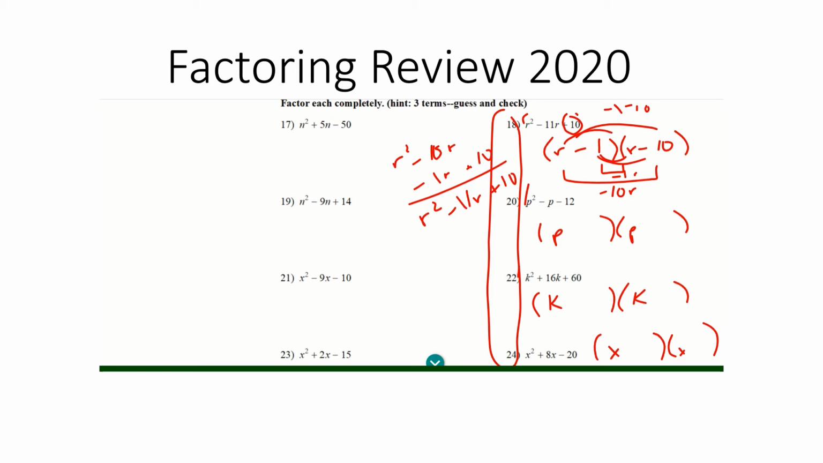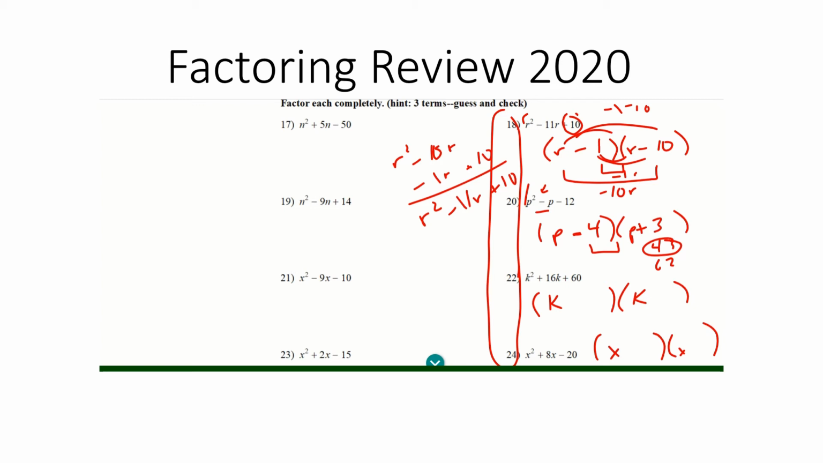Okay, so the next one is 12. I need to think of things that multiply to give me 12 that I could get a difference of 1. So 4 and 3, 6 and 2. So I'm going to use 4 and 3 because I know I can get a difference of 1 out of that. And I want it to be a negative 1. So I'm going to put the negative with my 4. So that's a negative 4p, and that's a plus 3p. Negative 4 plus 3 is negative 1.